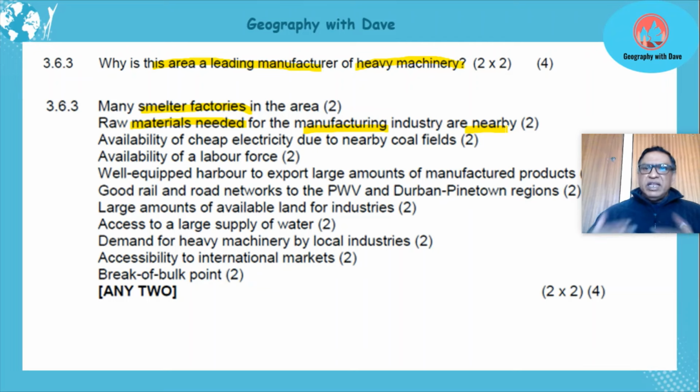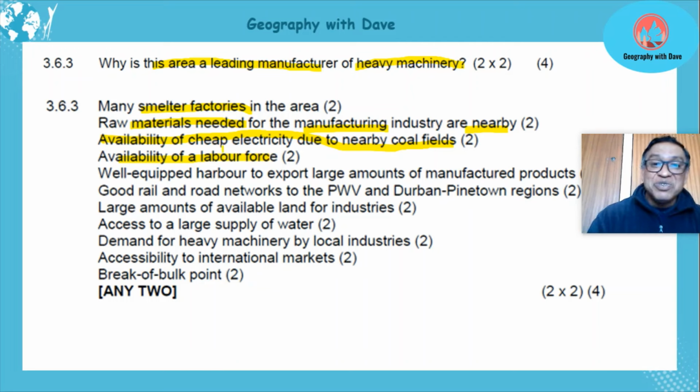You know that the SDI is near Richards Bay, to have the raw material. So can you see? You can answer that. Available cheap electricity due to nearby coal fields. Available labor force. Didn't we learn that about the Richards Bay SDI? Can you see it, learners? So the word SDI is missing. They made things like smelting factories, etc. But the examiners will ensure that there are sufficient answers that you know. Aluminium, etc., will need those smelting factories and things like that. You understand? But you know certain answers.